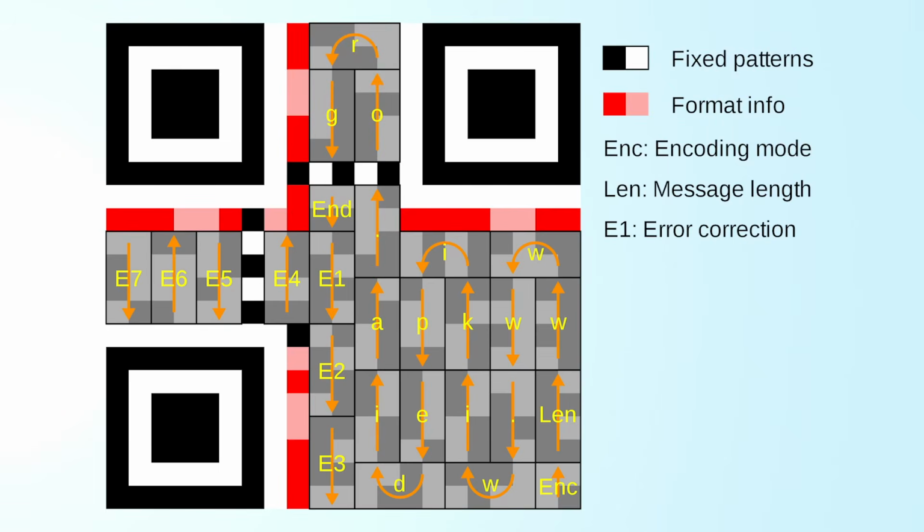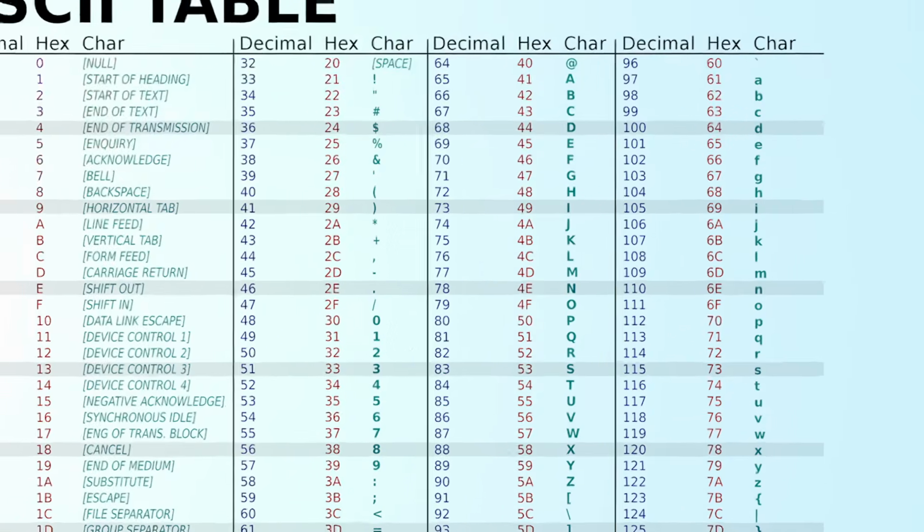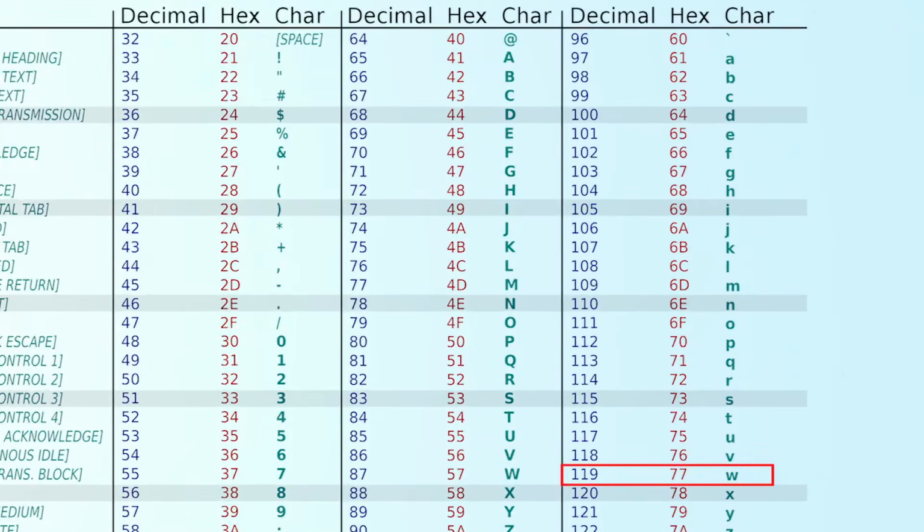Okay, but how does this bunch of black and white dots translate into letters, numbers, and symbols? To understand this, we need to know the ASCII table, which is a system for representing letters, numbers, and punctuation marks in binary form, that is, zeros and ones. So according to the ASCII table, the lowercase w corresponds to the number 119 in decimal form.